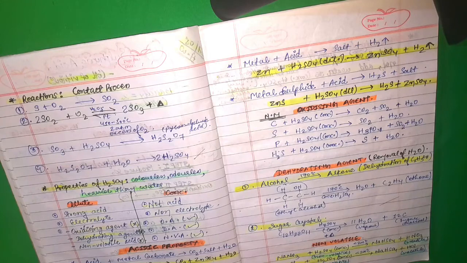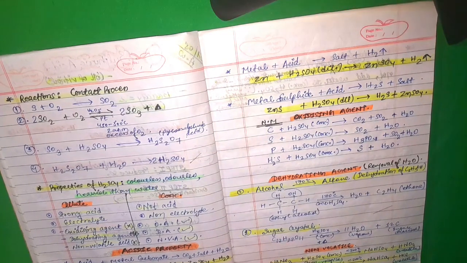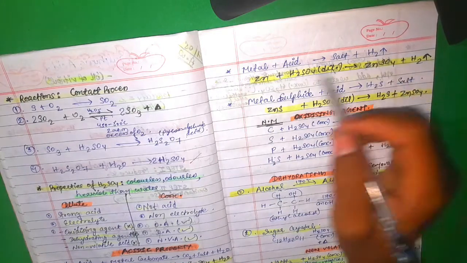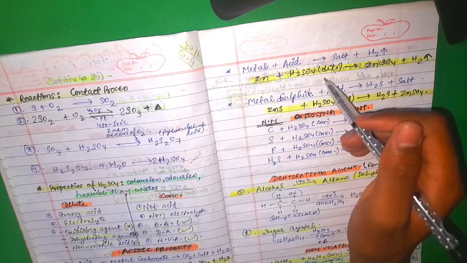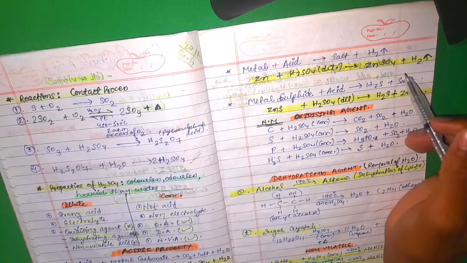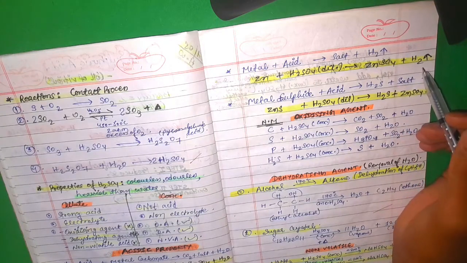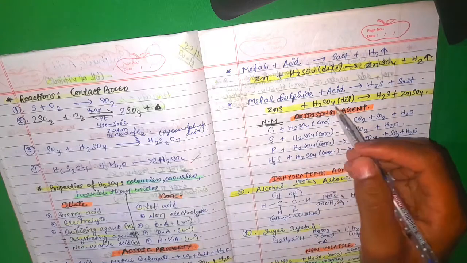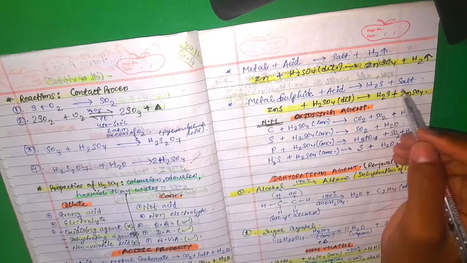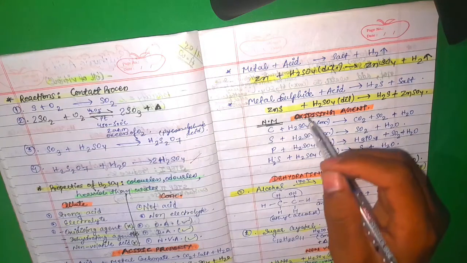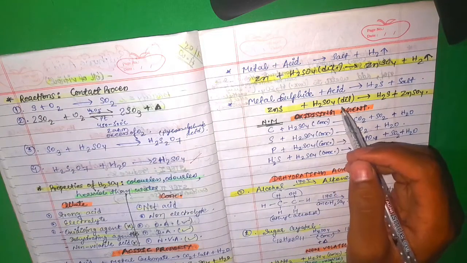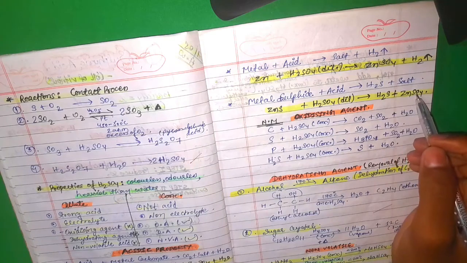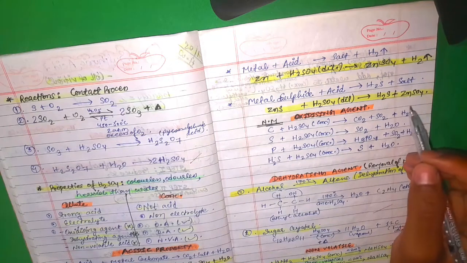Sodium sulfate is a salt; a metal sulfate is a salt. Metal plus acid gives salt plus hydrogen: zinc plus dilute sulfuric acid will give zinc sulfate plus hydrogen gas. Now metal sulfide when it reacts with the acid will give hydrogen sulfide plus salt: zinc sulfide plus dilute sulfuric acid will give hydrogen sulfide plus zinc sulfate, that is the salt.